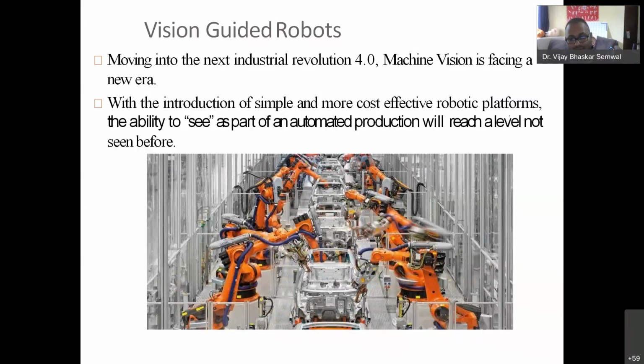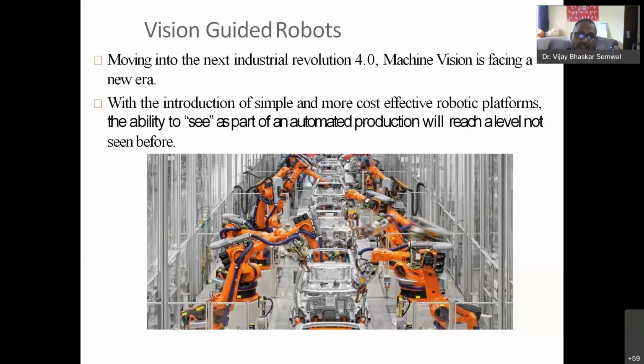Then vision guided robots, another application. You have seen how the chassis of a particular car is prepared, and how they fit the tires and so on. In a day they manufacture more than 100 or 200 cars from a particular plant. Everything is coordinated sequentially. Different manipulator robots work together. Some place the chassis, and once the chassis is there, they apply the tires and so on.